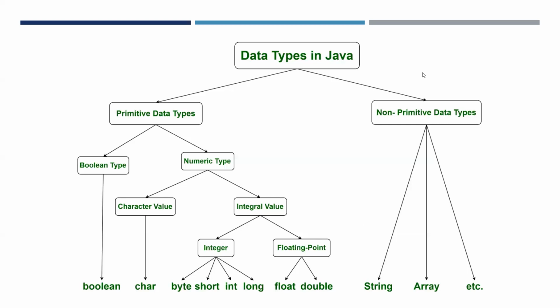The rest come under non-primitive data types. Any data type other than these keywords will come under non-primitive data type. So these are strings, arrays, and everything. When we're doing the live coding, then you'll get to know clearly.